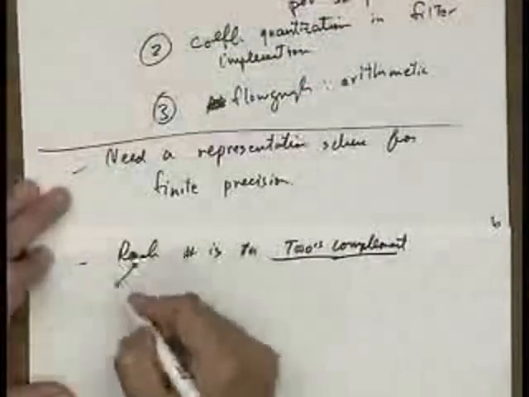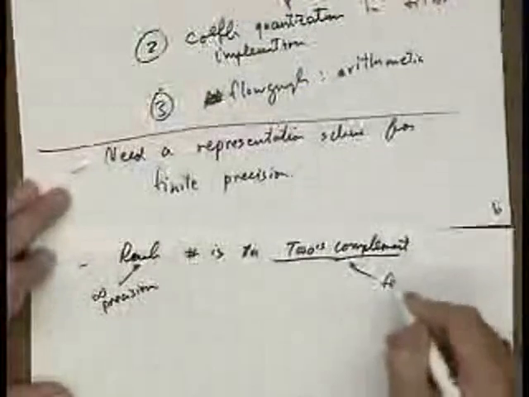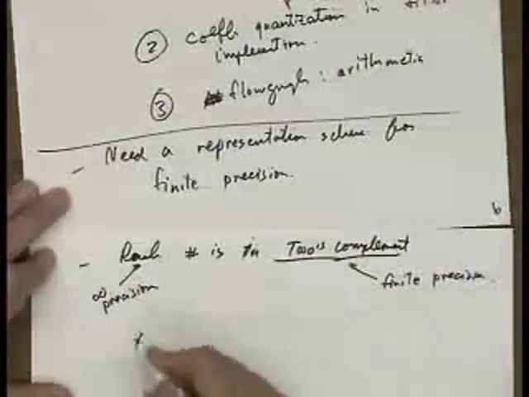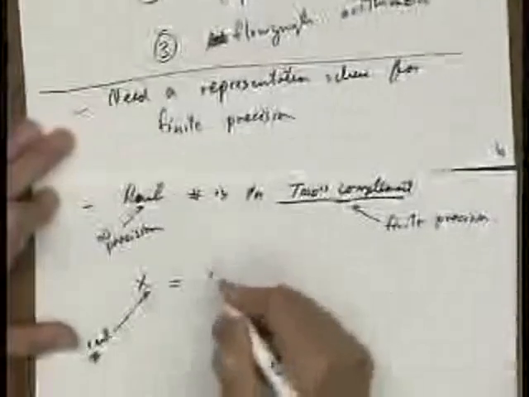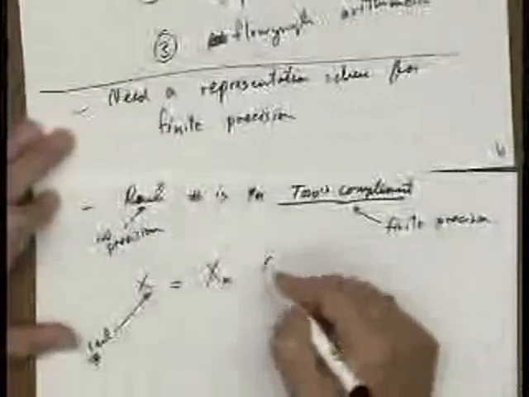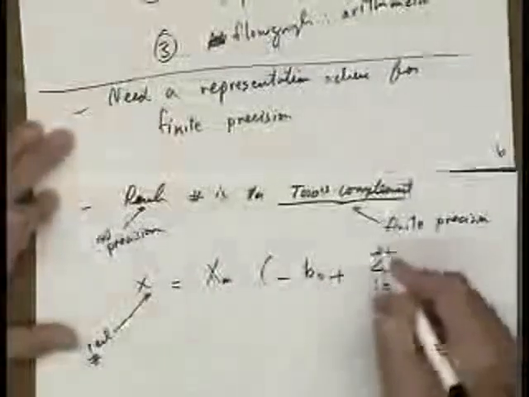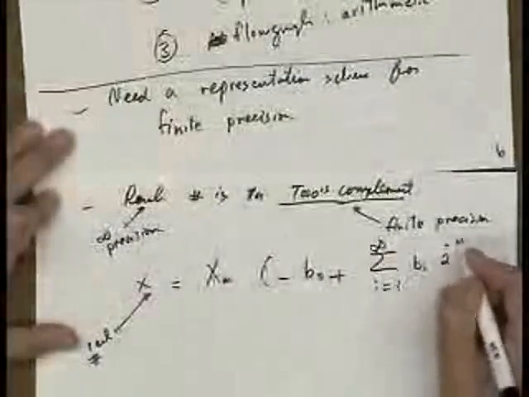So real numbers have infinite precision. By the time we go to two's complement, we have finite precision. And what do I mean by that? If I take a real number x, then I can write it as x sub m times minus b naught plus the summation from i equals 1 to infinity of b sub i times 2 to the power of minus i.